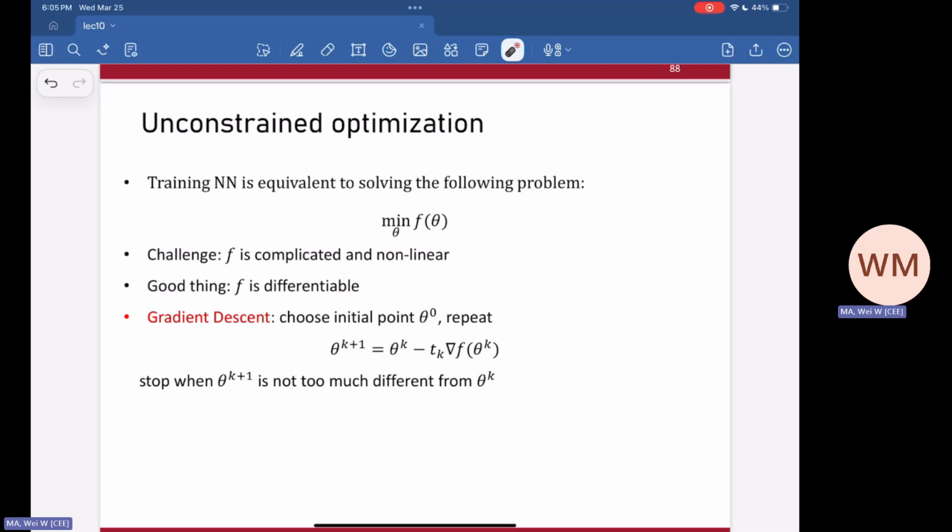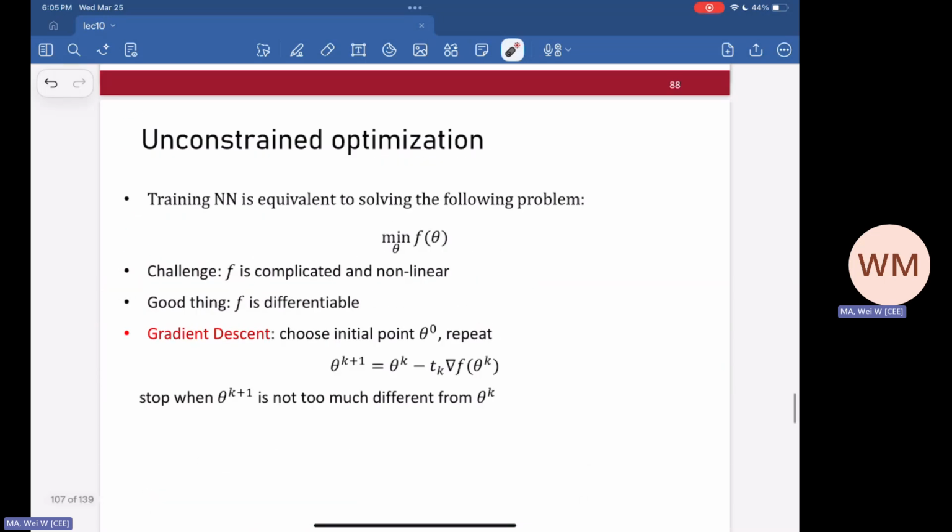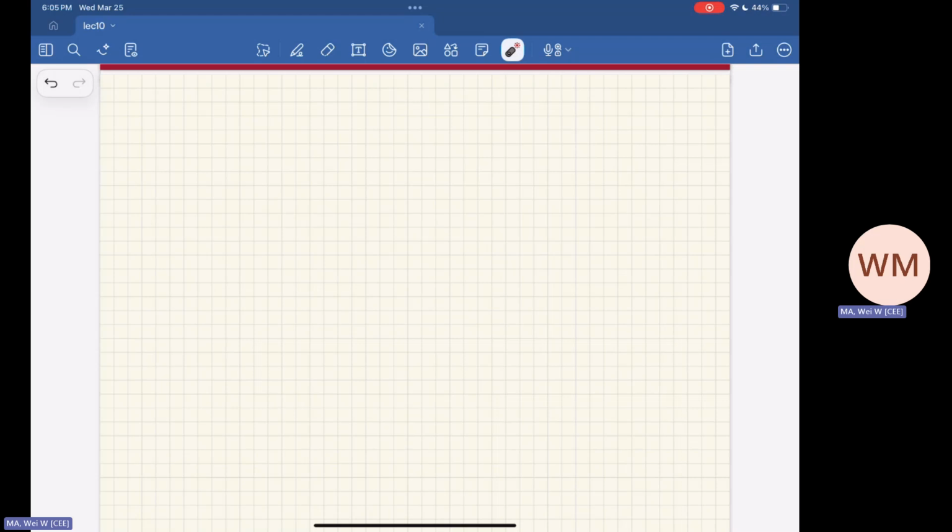Okay, so that's very straightforward. Let's make it more concrete. Let's say we have a gradient descent. We have a neural network.